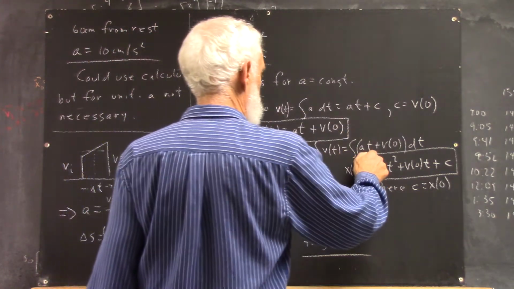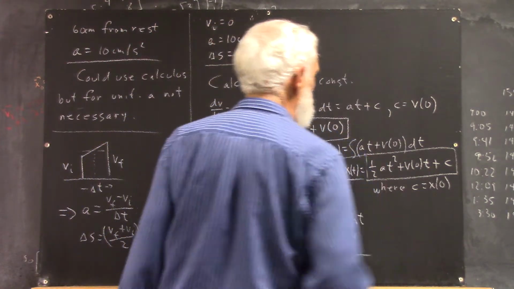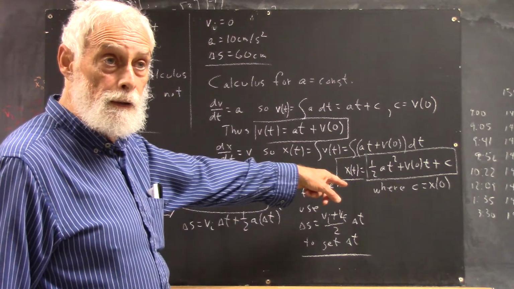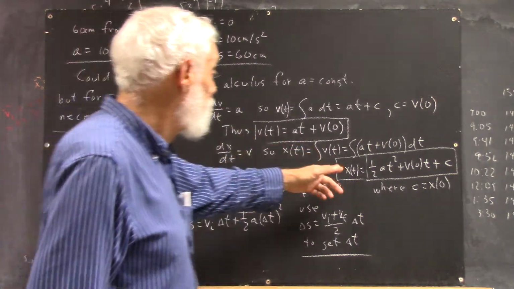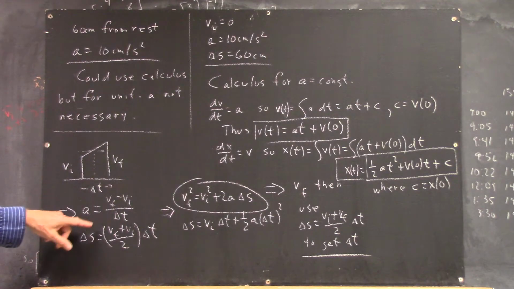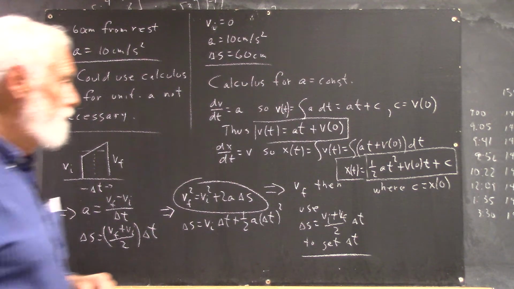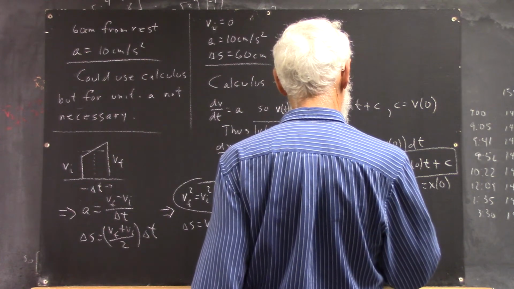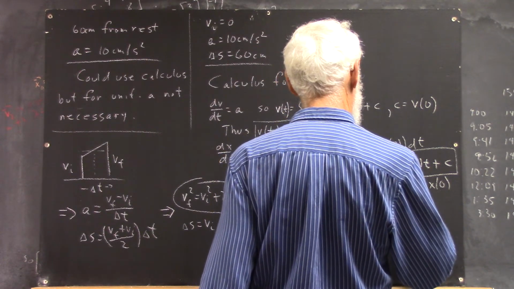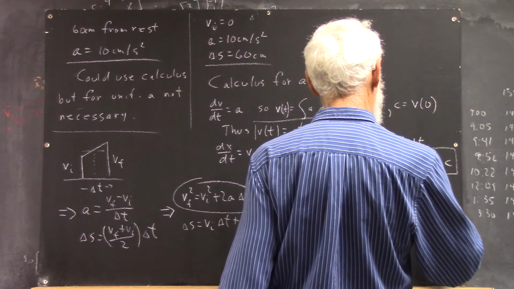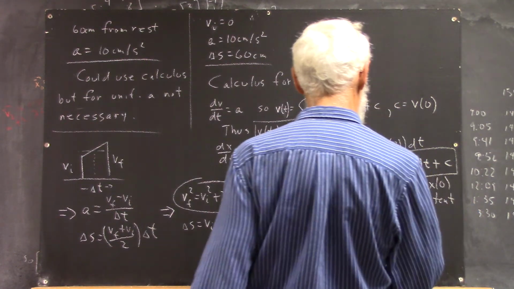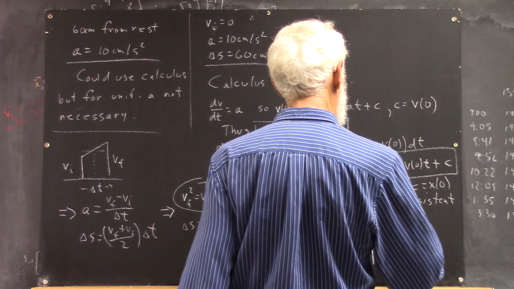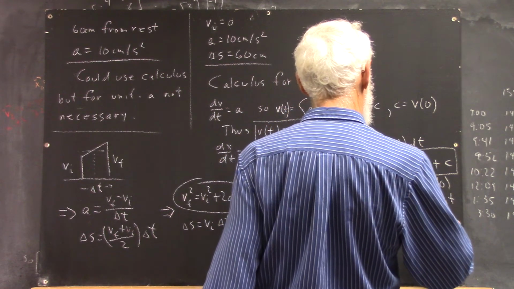Should have put the box all the way around the x of t. Okay? And these equations are totally consistent with these equations. Okay? The only thing that's a little different, these are totally consistent with the previous equations.